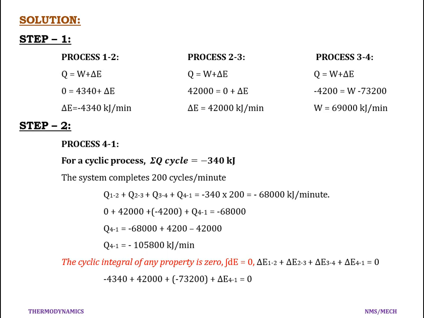Here you can see the values of delta E for the process 1 to 2, 2 to 3, 3 to 4 are substituted, and the right hand side is 0 by the rule. Only the unknown value, delta E for the process 4 to 1, can be calculated by arithmetic calculations. You get the value 35,540 kilojoule per minute. Okay. So for the process 4 to 1, two values are calculated, heat transfer and change in internal energy. The only one value left to be calculated is the work output for the process 4 to 1.